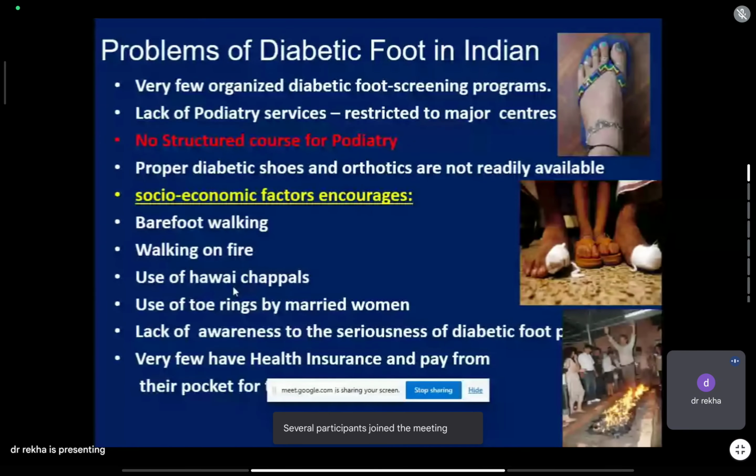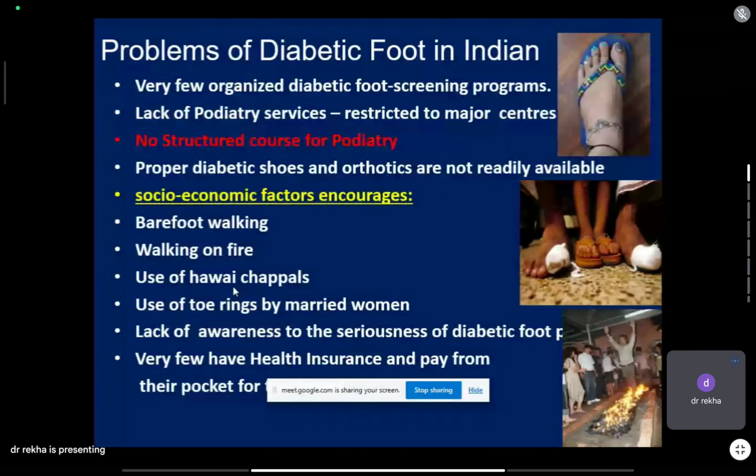So, what is the problem in India? In India, there is no podiatry course. We have the dietitian course and other medical courses, but there is no structured podiatry course. And there is no diabetic foot screening program. In the South there are now some foot screening programs, but in West Bengal no such foot screening program is held, and there is a lack of podiatry services.